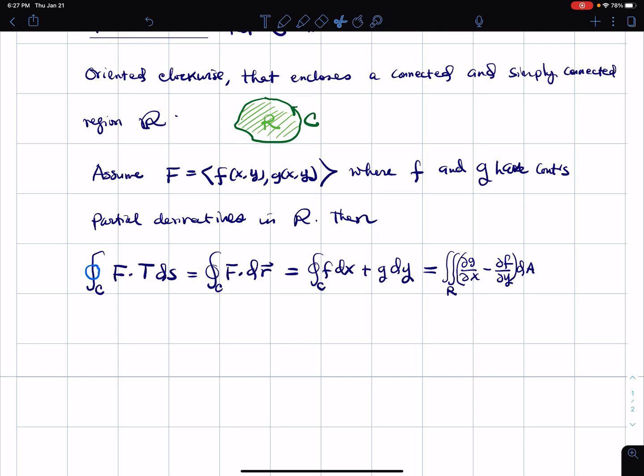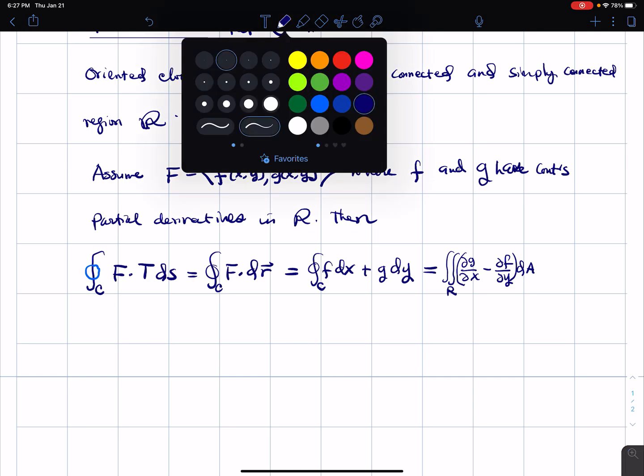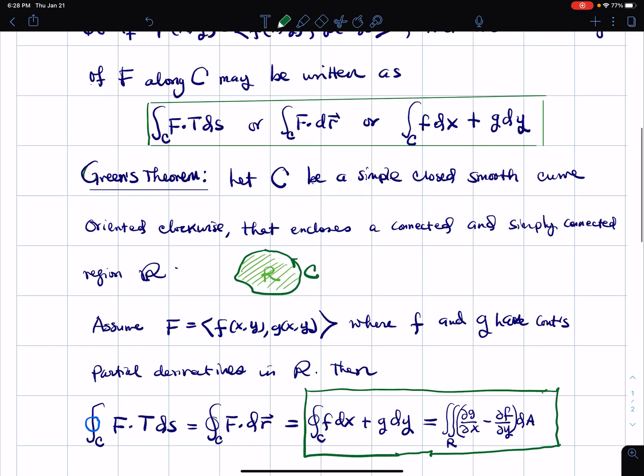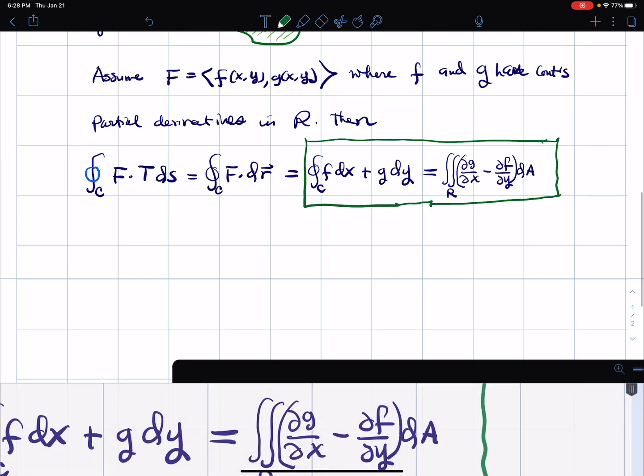The main part of Green's theorem that everybody remembers, that you should remember, is just this part. This is your Green's theorem here. Green's theorem basically is a way of expressing line integral in terms of double integral. That's what Green's theorem does. Examples.